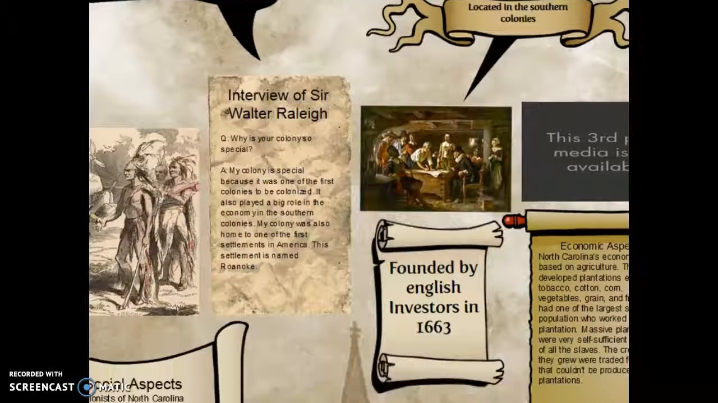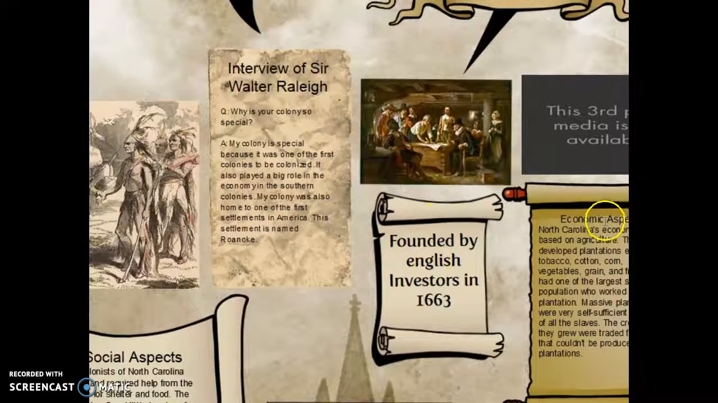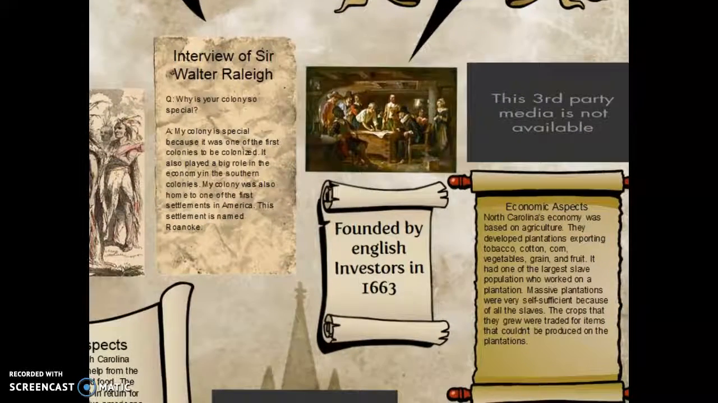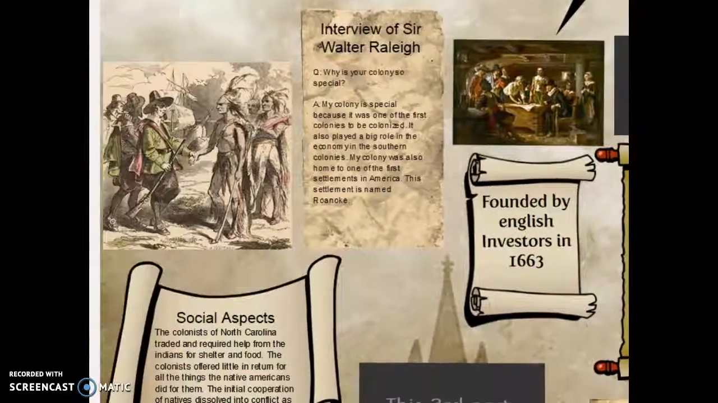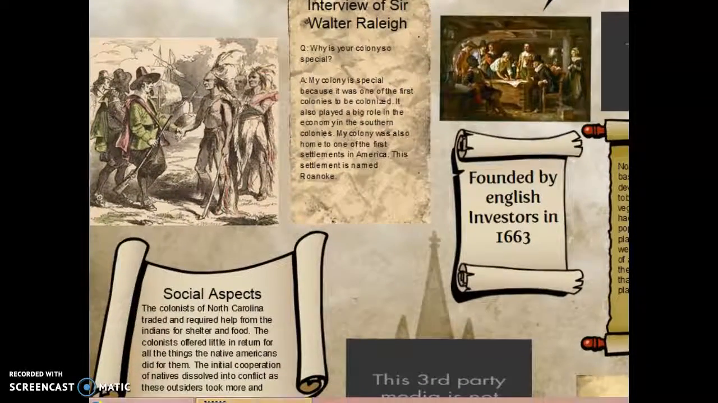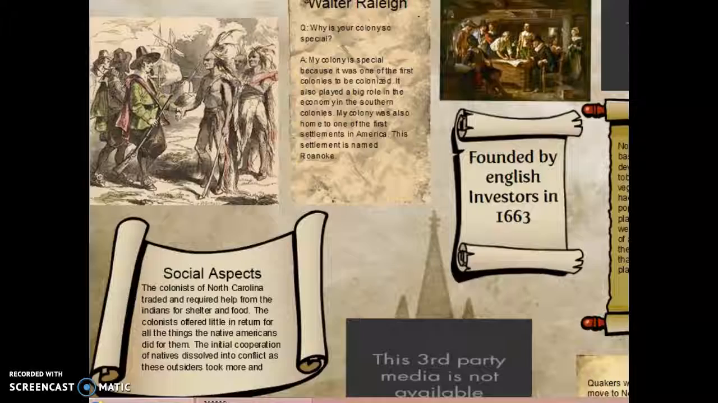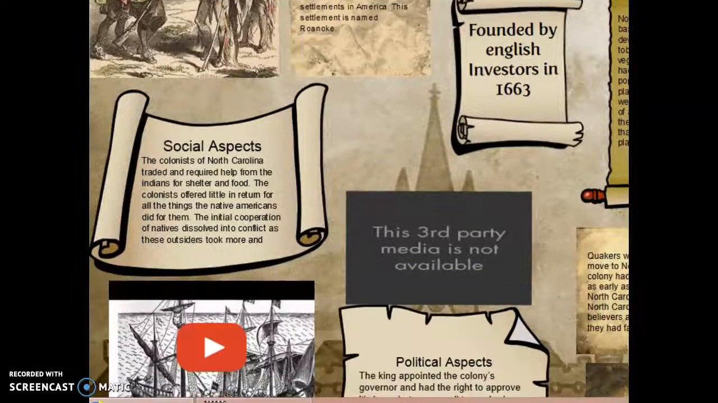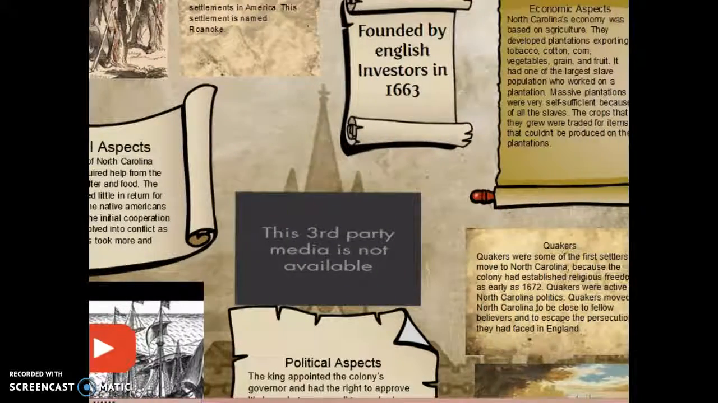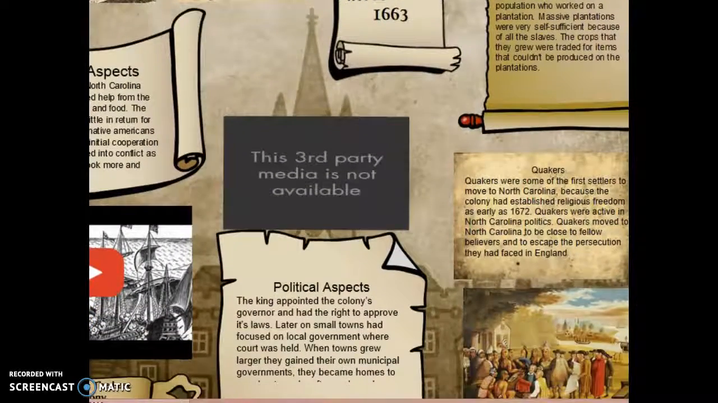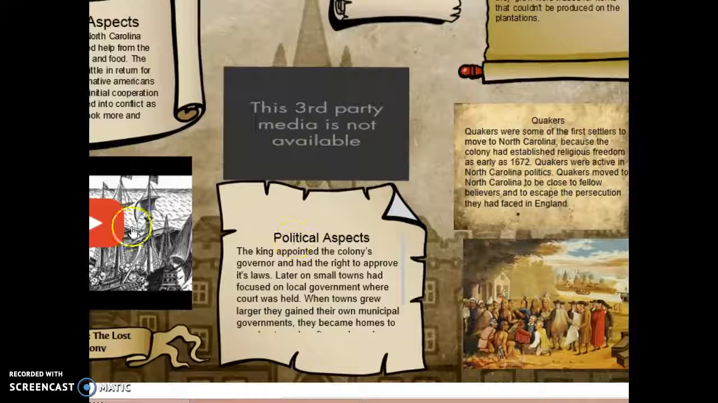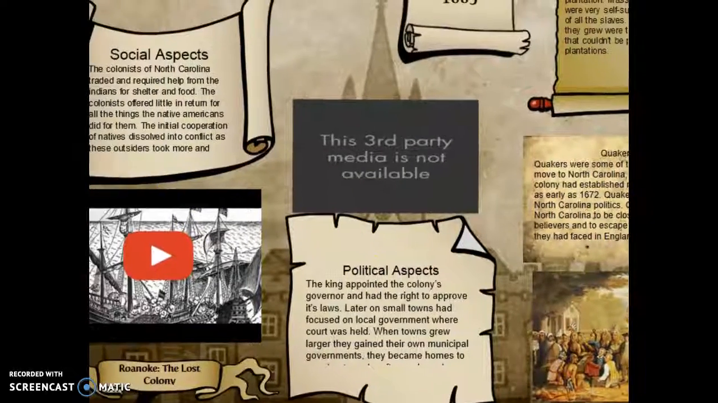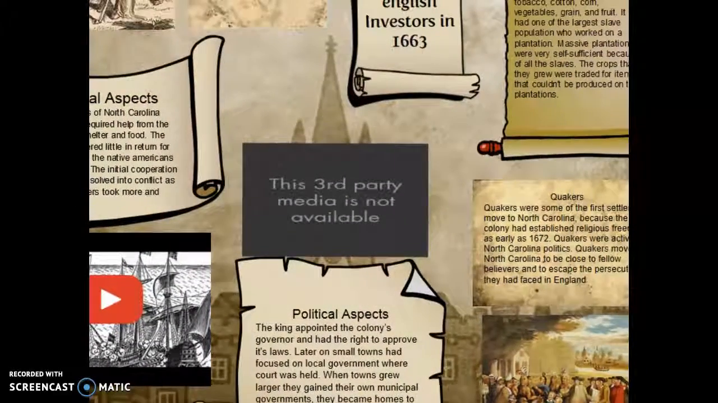So here we can see how North Carolina was founded. We can read about the economic aspects. Students can read about the social aspects, how Native Americans and colonists interacted with each other. Down here we can read about the types of settlers that moved into the colony, the political aspects of the time in the colony, and there's even a brief video for students to watch.